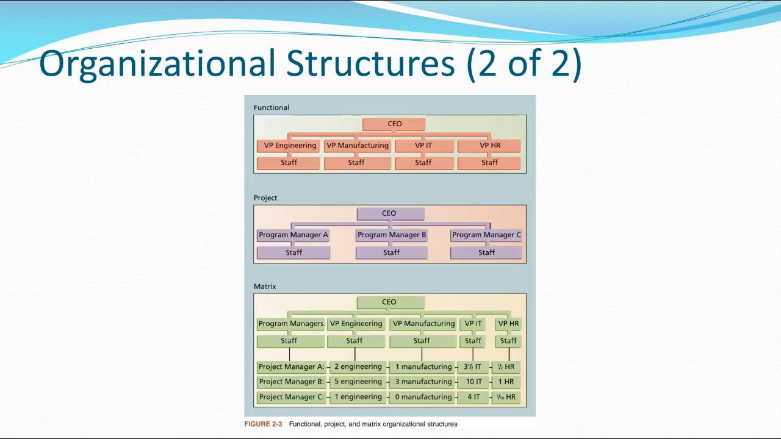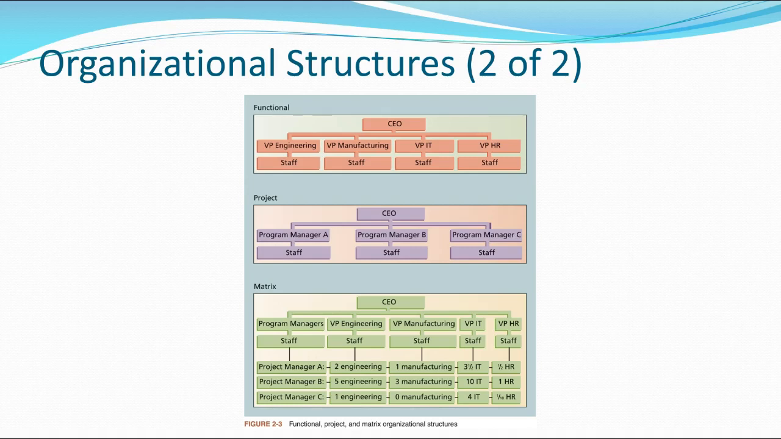Here's an example of how these functional structures work. Again, or I should say organizational structures. A typical functional structure is very hierarchical. If you're working in engineering, manufacturing, or however you break out your units, these VPs are managing their own projects and reporting back to the CEO. The second one, we've got program managers who are making use of staff and reporting back to the CEO.